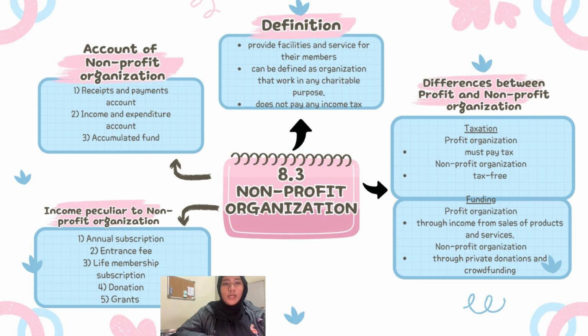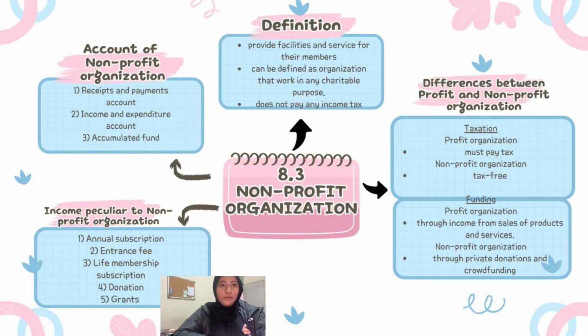The second topic is accounts of non-profit organization. The first one is receipt and payment account. In this account, it will show all the cash and check transactions for the financial year. All the money that we receive will be debited and all the money that we pay will be credited. We close the account. If there's any balance, the balance will be carried down to be an opening balance for the next financial year.